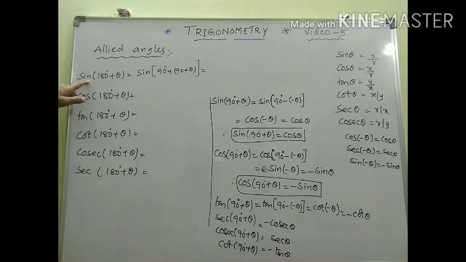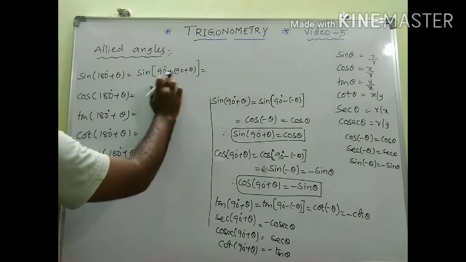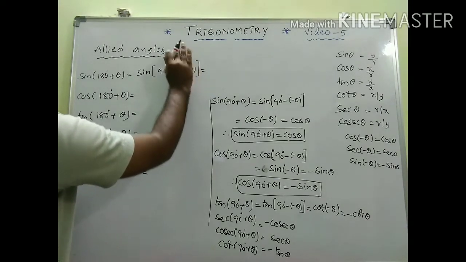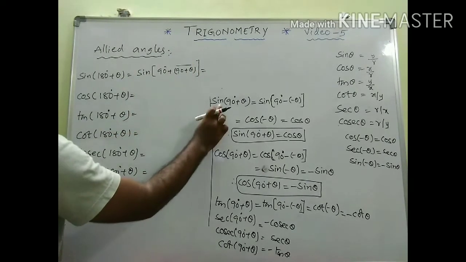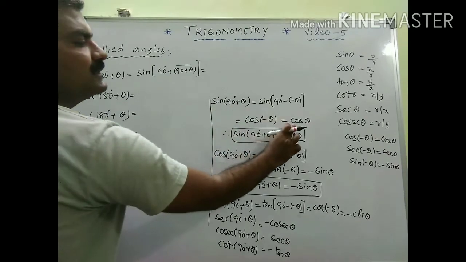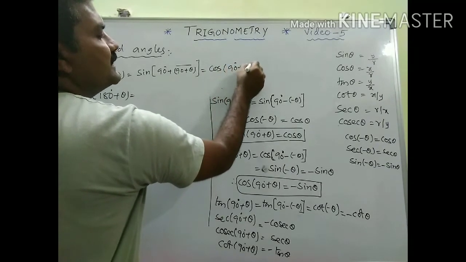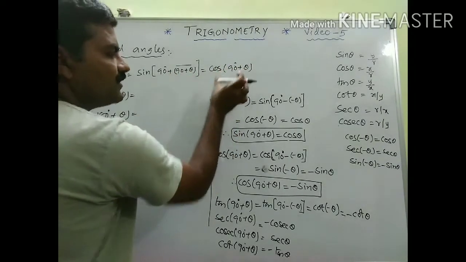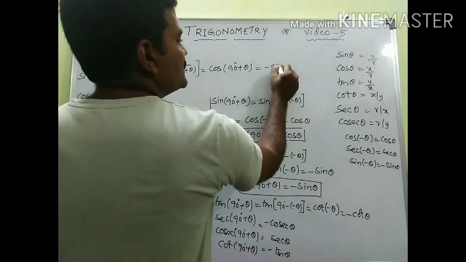So now let us see about 180 plus theta. Just now we completed 90 plus theta and 90 minus theta. Now let us see about 180 plus and 180 minus. In the same manner, for 180 plus theta, I just want to write 90 plus 90 plus theta, and this is everything some angle just like a theta. Hence this is in the form of sine of 90 plus theta. What is the formula for sine of 90 plus theta? Which is cos theta. Hence I can write it as cos of 90 plus theta. Isn't it? Now what is the formula for cos of 90 plus theta? Just now we discussed: minus sine theta.